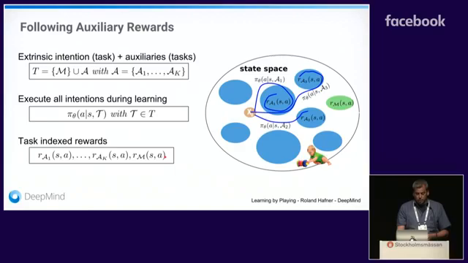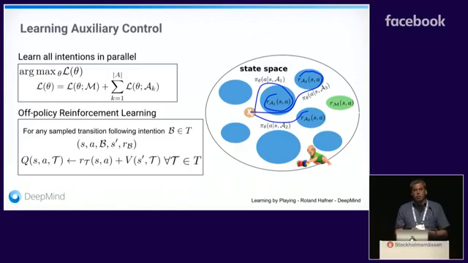Now, our main objective is that we want to learn all of the intentions that we have in parallel. So we want to find a parameter theta for the task-conditioned policy pi that optimizes the joint objective of the main task and all of the auxiliary tasks. One main ingredient of the algorithm is to use off-policy reinforcement learning. Why off-policy reinforcement learning? Because we can share the transitions between the intentions when they were executed.